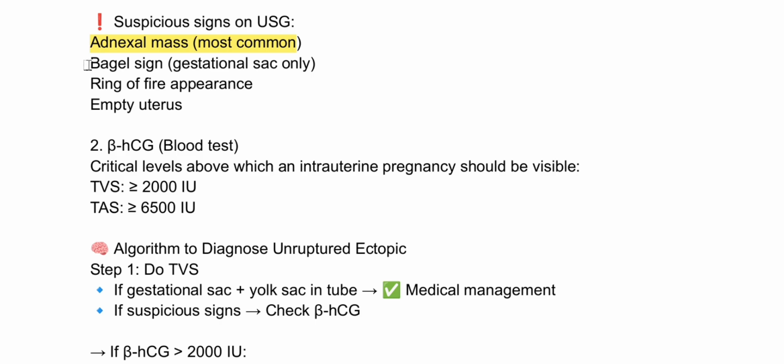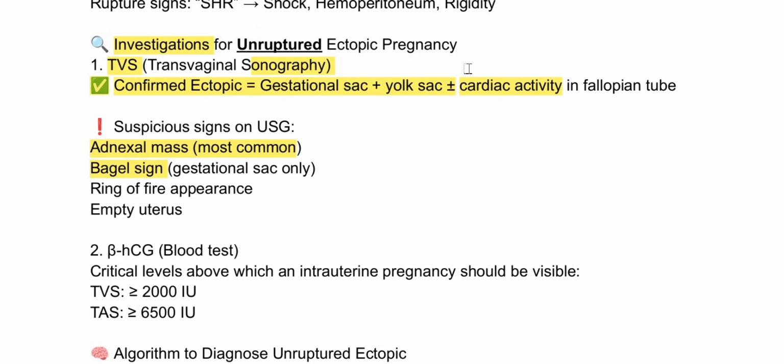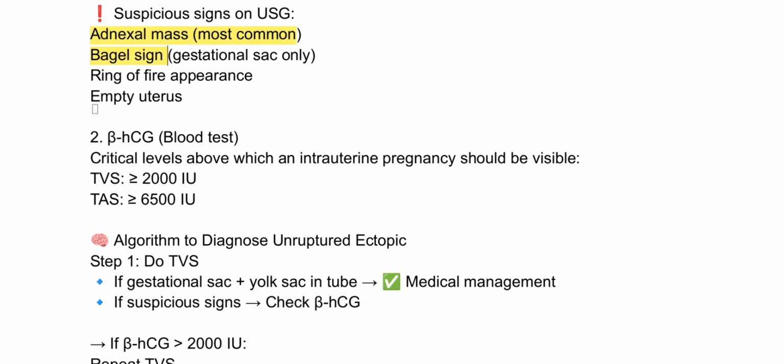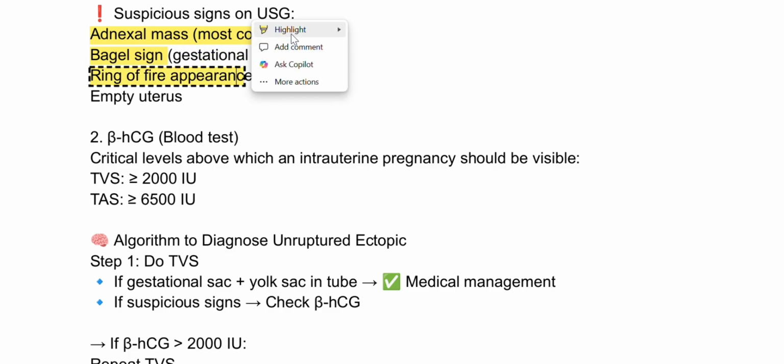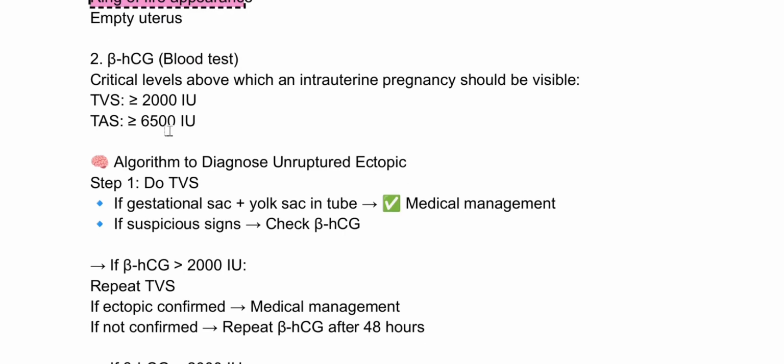Then comes the Bagel sign. Bagel sign is gestational sac only. There is no yolk sac or cardiac activity in the fallopian tube. You can only see the gestational sac, that is a single circle. Now ring of fire appearance. Ring of fire appearance is main. Then comes the empty uterus.